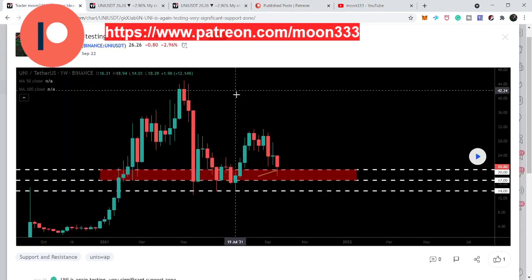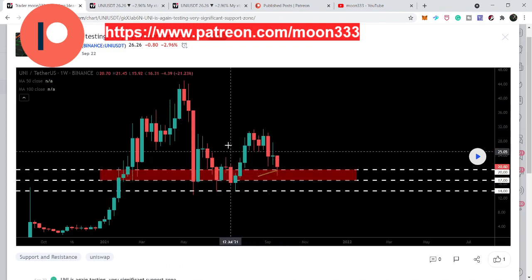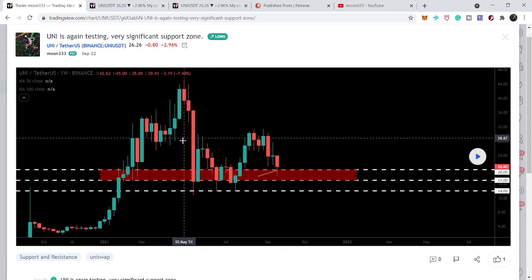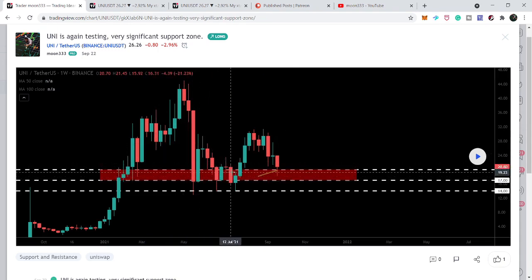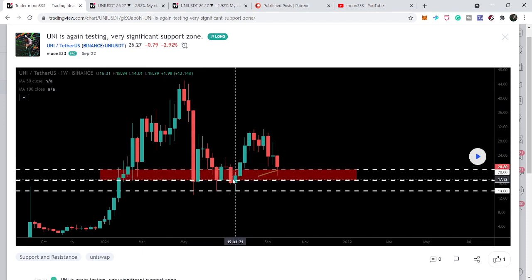First of all, I would like to show you this chart that I shared on 22nd of September, and I also showed you this chart in my previous video as well. You can see that this was our key support zone that starts from $20 and goes to $17. Whenever the price line was entering this zone after breaking out this level, whenever it is testing this zone, you can see again and again it is having nice bounces to the upside.